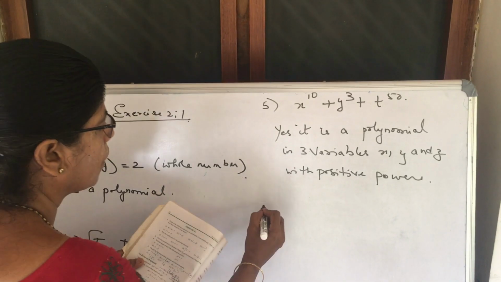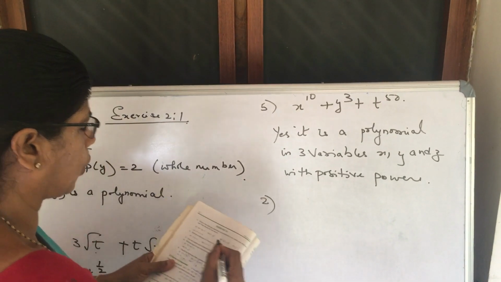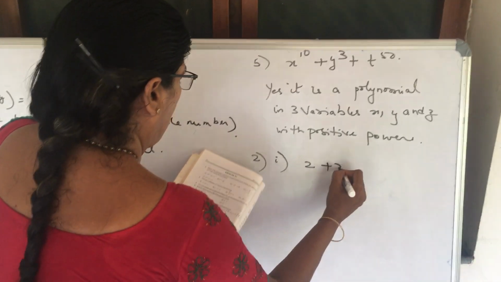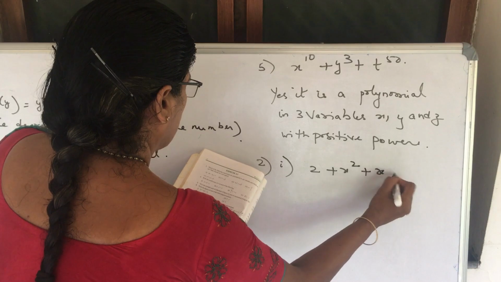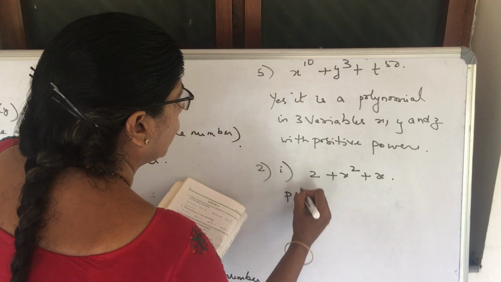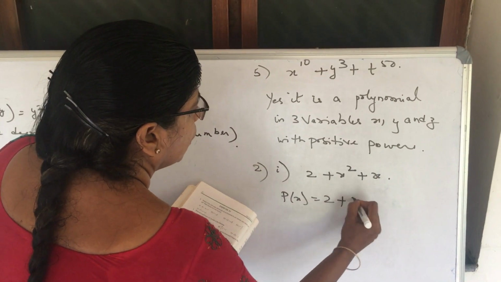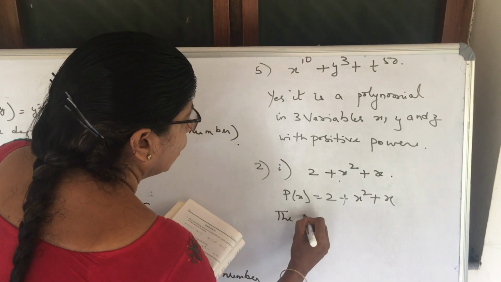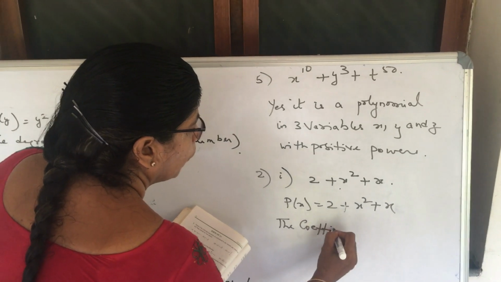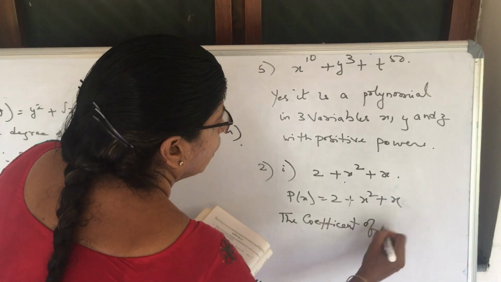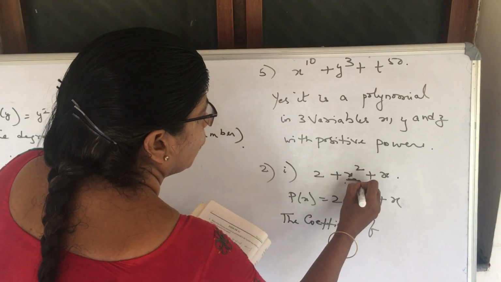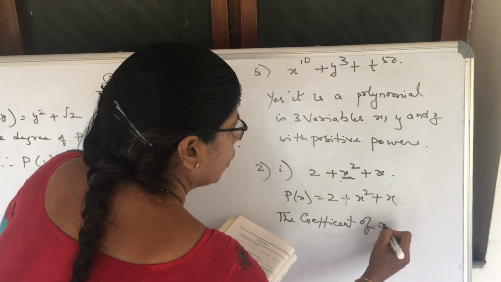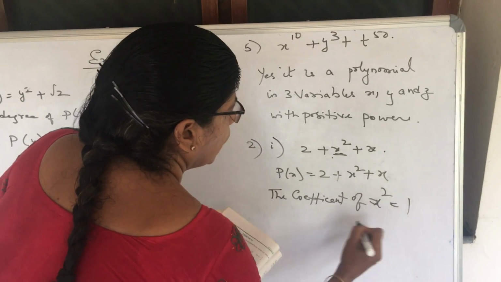Second question, write the coefficient of x square in each of the following. 2 plus x square plus x. It is a polynomial in x. What is the term before x, children? The term before x square is 1. And because of that, the coefficient of x square is equal to 1.